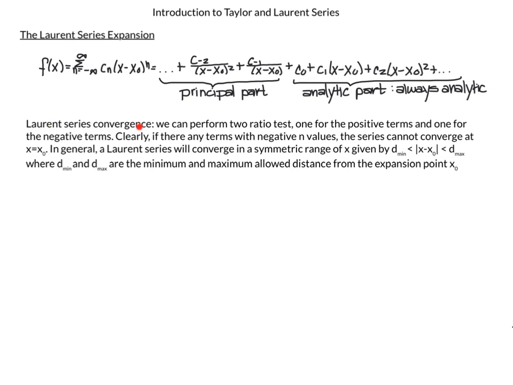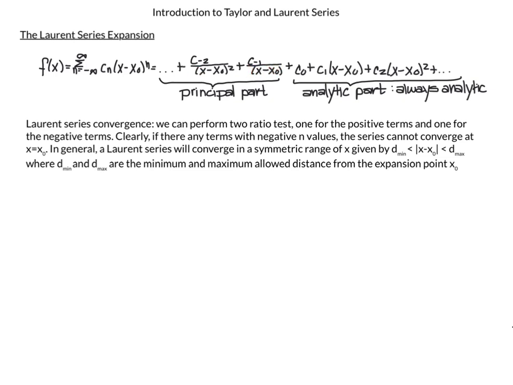So Laurent series convergence, we can perform 2 ratio tests, one for the positive terms and one for the negative terms. And clearly, if there are any terms with negative n values, in other words, over here, the series cannot converge at x equals x naught. By the time you get to this principal part, you can't converge at x equals x naught because this principal part will not be defined since you have division by 0.